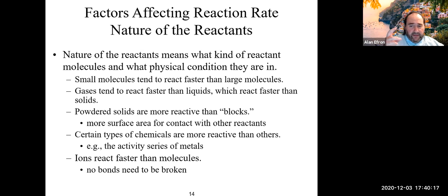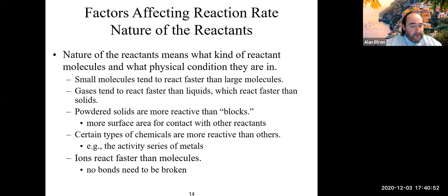Liquids are also very close to one another, but they don't have as much energy. And then solids are just kind of sitting there. So if you just drop two solids on each other, not much is going to happen in terms of the reaction in most cases. In terms of solids, the condition of it matters as well. A powdered solid will be more reactive than a block solid, because it gives more surface area for reactions to take place.